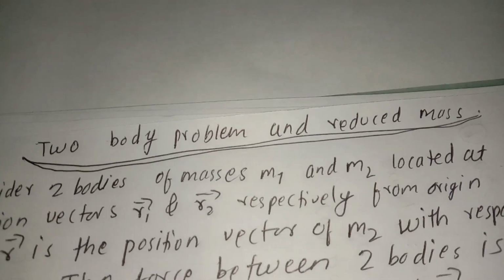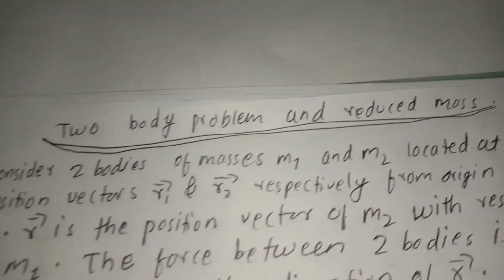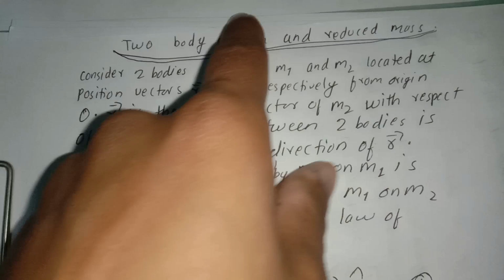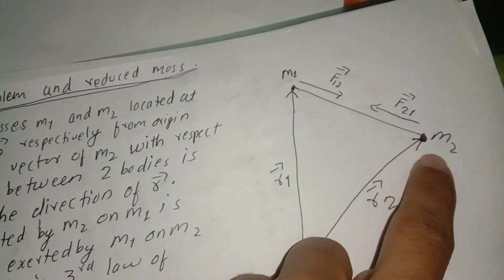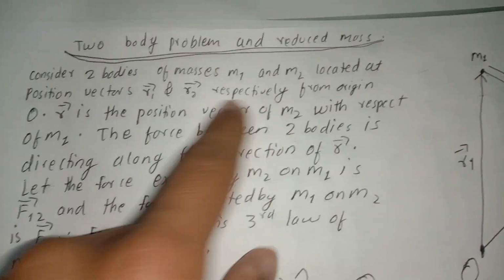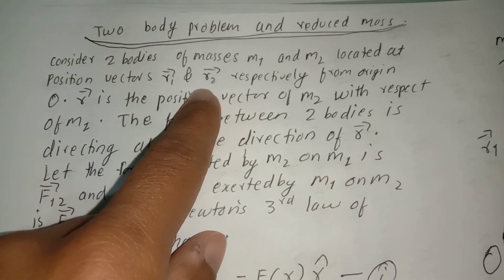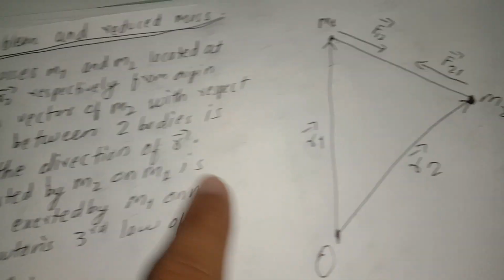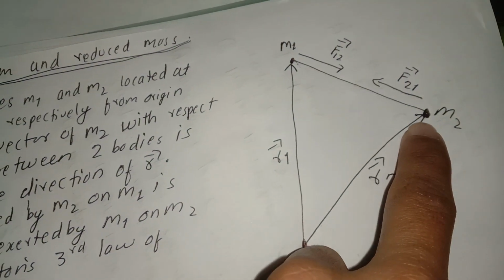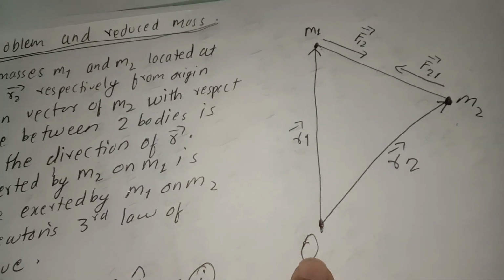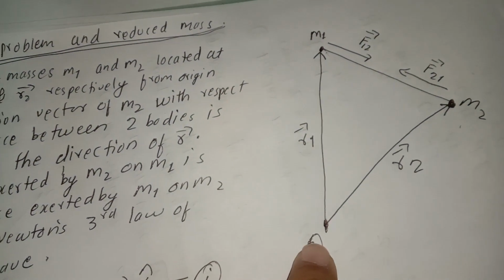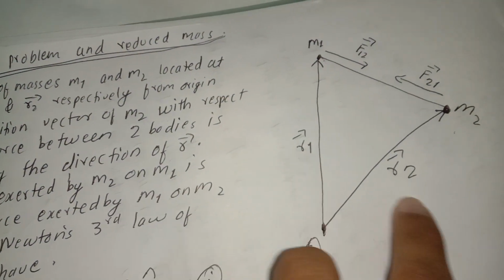On to the next part: the two body problem and reduced mass. Consider two bodies of masses m1 and m2 located at position vectors r1 vector and r2 vector respectively from the origin O. So this is mass 1 and mass 2. These are located this far from the origin. The position vectors are r1 vector and r2 vector.